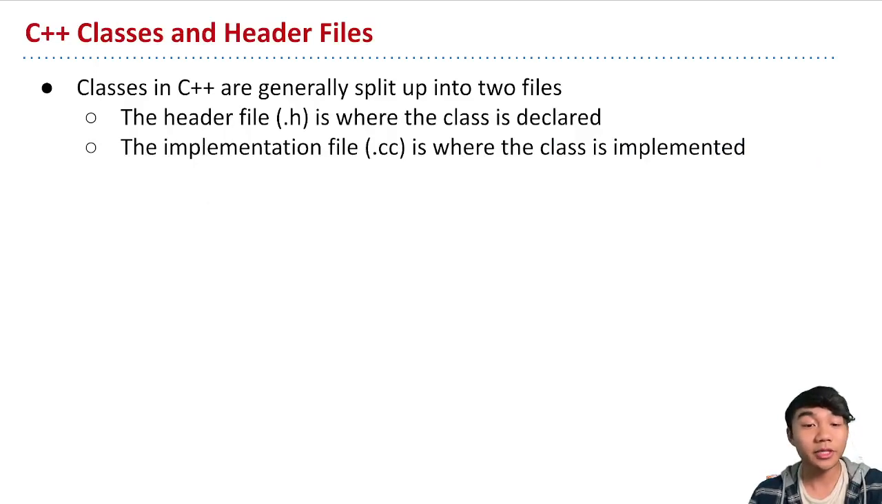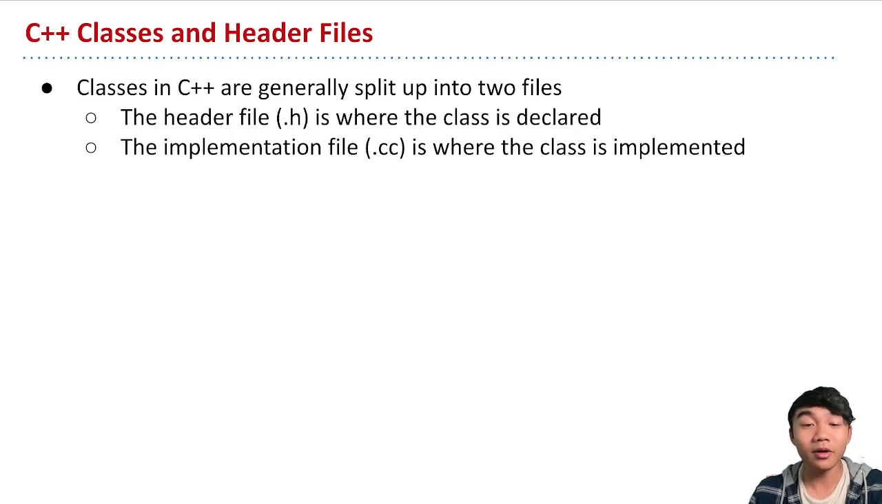So in C++, we generally split up our classes into two different files. Header files, or files that end in .h, are where we put the class declaration. And implementation files, or files that end in .cc, are where we implement the member functions that we declared in the class in the header file.